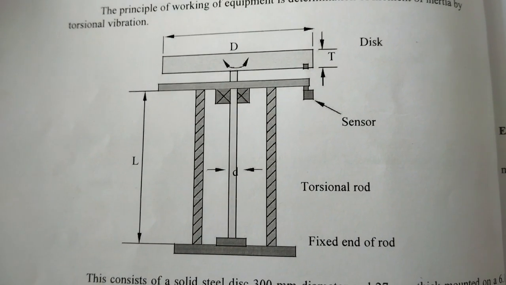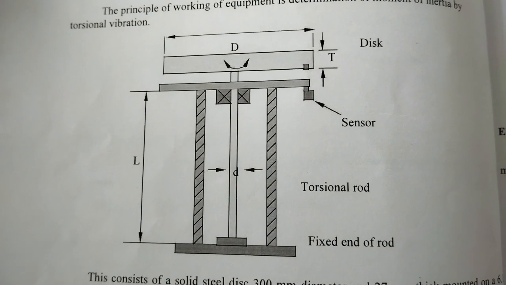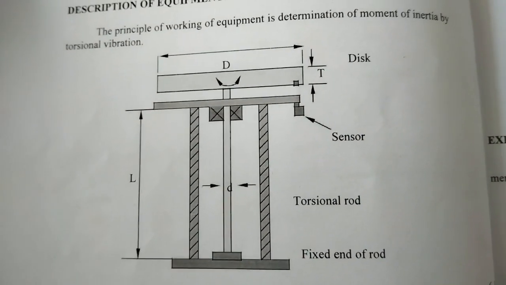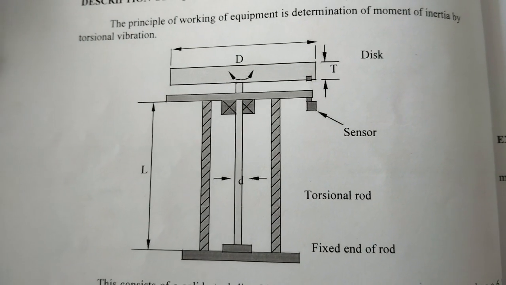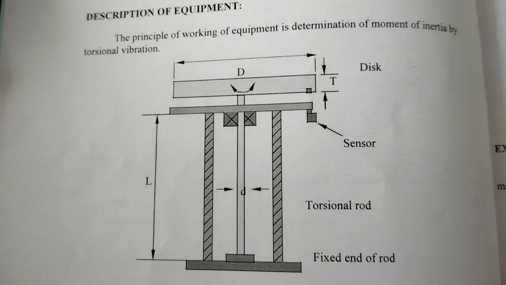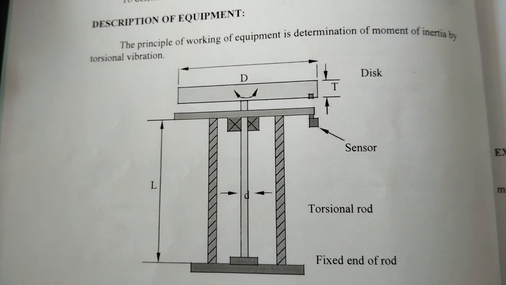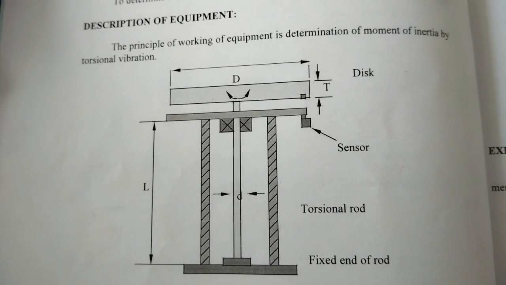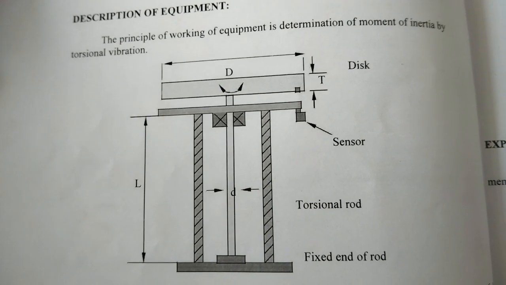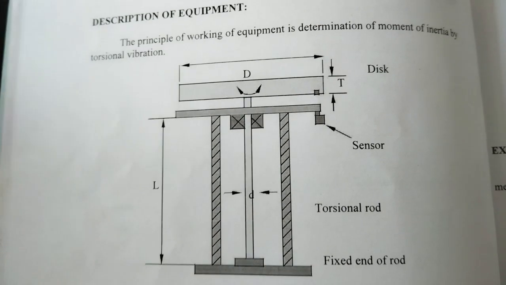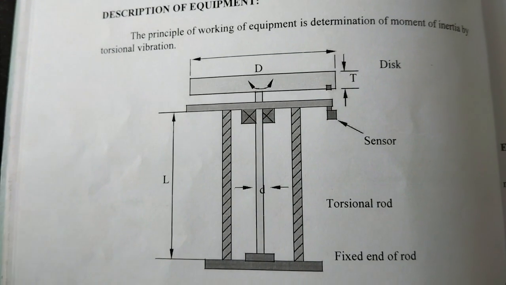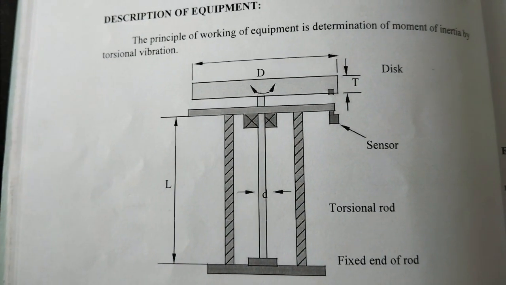This is the block diagram of the turntable apparatus. So here we have the torsional rod and then sensor and then disc. The disc is attached to the top of the shaft and the base is attached to the fixed end of the rod. Apparatus required: experimental setup, connecting rod and timer.